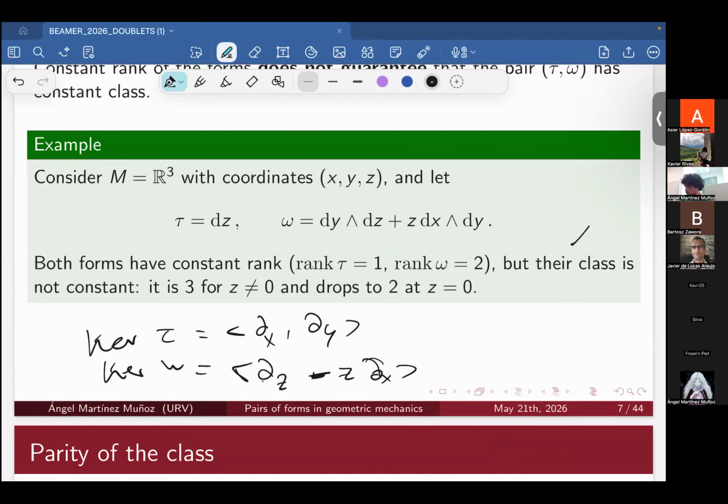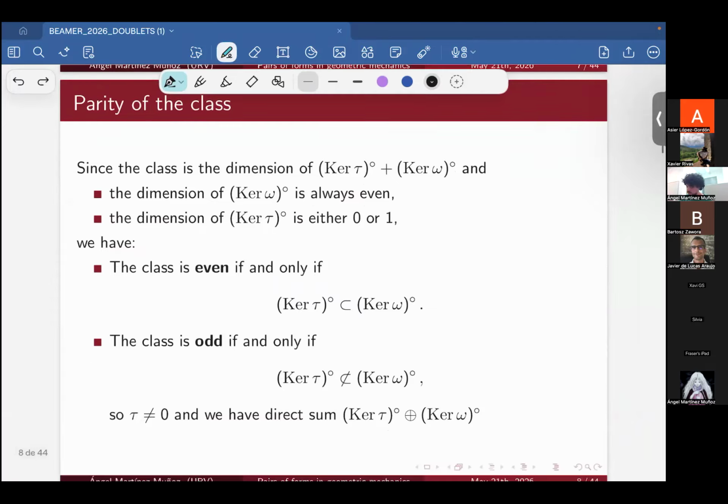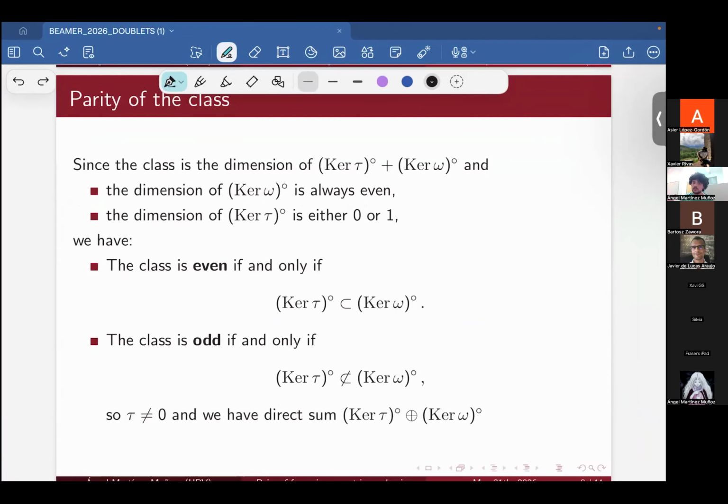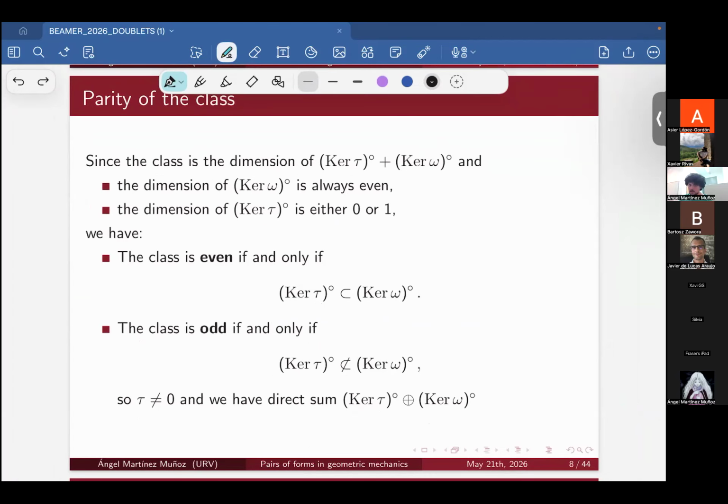Because when the set is different from 0, then this is not inside this, right? But when the set is 0, then yes, we have this inclusion. So if the ranks are constant, then the class might not be constant. We have sort of these things. But for the most part, we will just consider constant class, because as you will see, it gives you nice results. So this is one of the most important discussions.